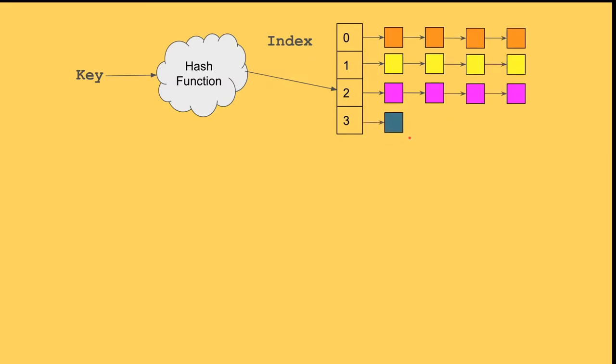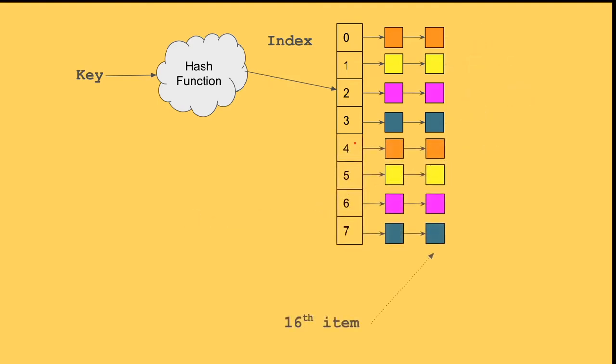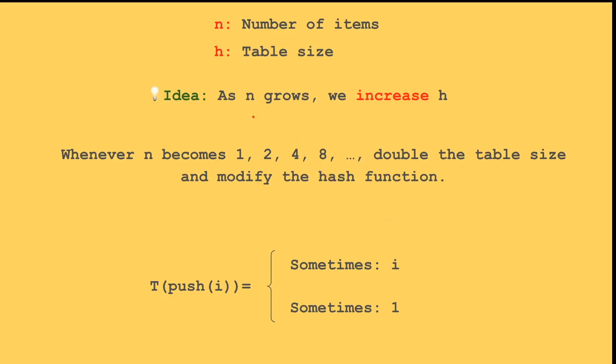So again, the idea was at some point, we insert with O of 1, and then at some other point, we have to recreate the entire hash table so that we can keep this maximum length to be a small value. And the idea is whenever n becomes 1 or 2 or 4 or 8, basically powers of 2, we double the size and modify the hash function. So we go back to what we had for inserting inside the array. Remember the previous algorithm, which was T of push of i is sometimes i and sometimes 1. This is very similar to array doubling.